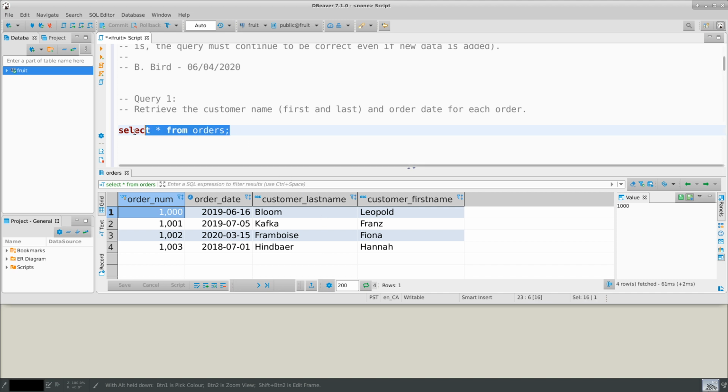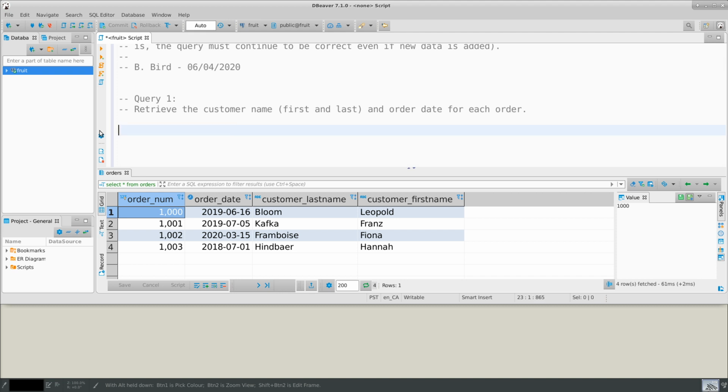So what I want is just the name and order date for each order. I'll start by writing the relational algebra. Question 1. I'm going to start with my set of orders, and I notice the orders table, which is what I've printed out here, does have all the information that I want: order date, customer first name, customer last name. And I want them in first name, last name, order date.